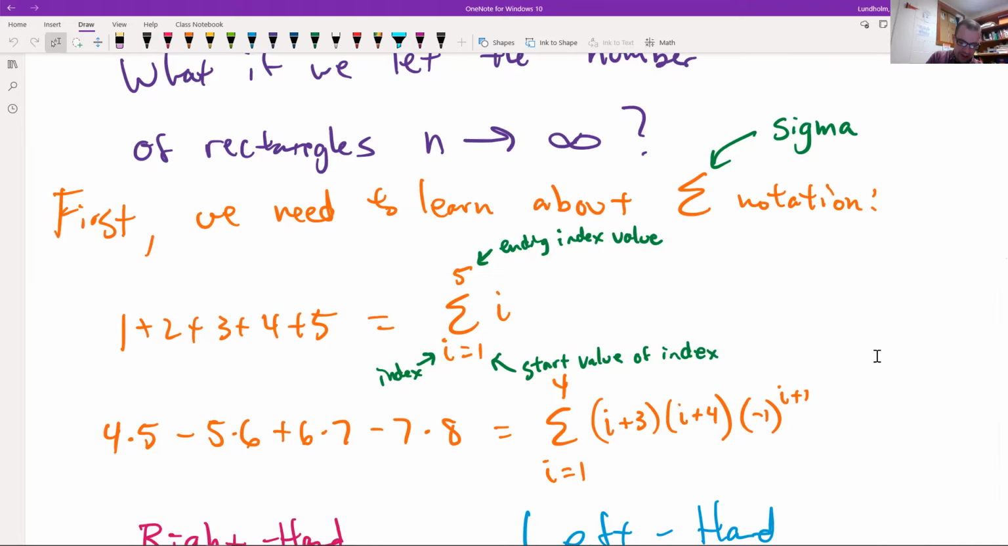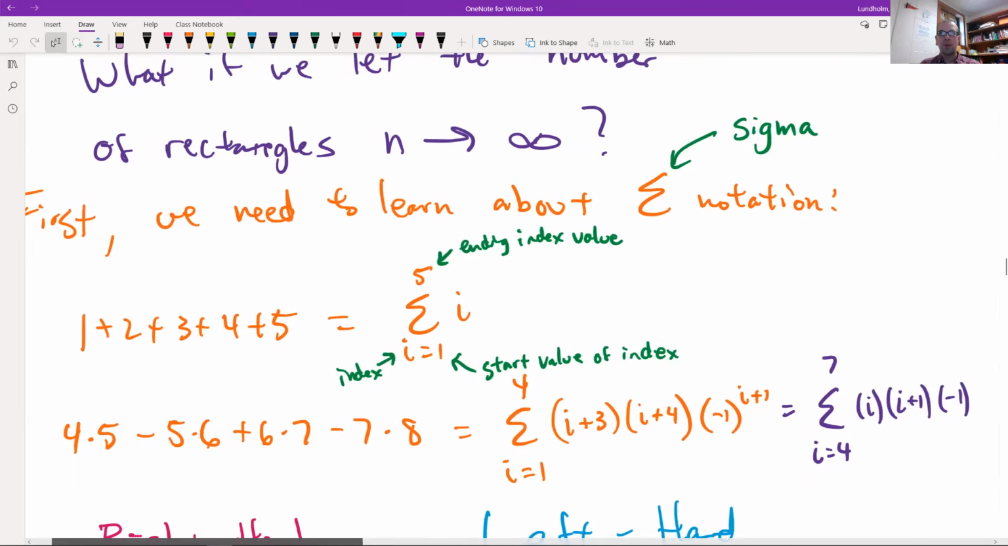An equivalent way to write this one that might be a little bit easier: instead of starting off at an index value of 1, we could start off at an index value of 4, because that first number that we see is 4, and maybe we decide to end at 7. But then we would just be taking our index and multiplying it times the index plus 1, and then we would still raise -1 to a power. I'm running off the screen here.